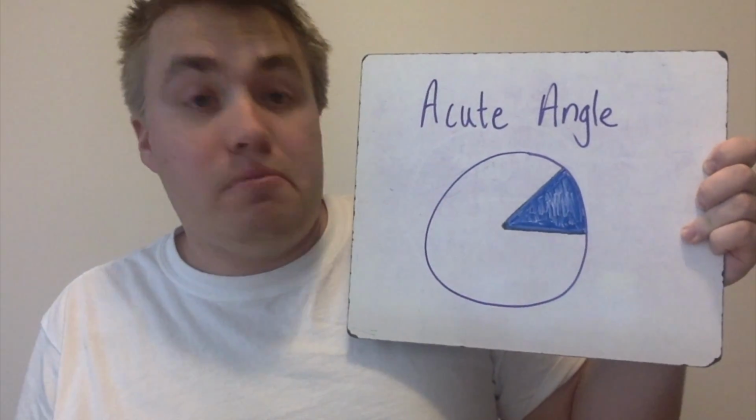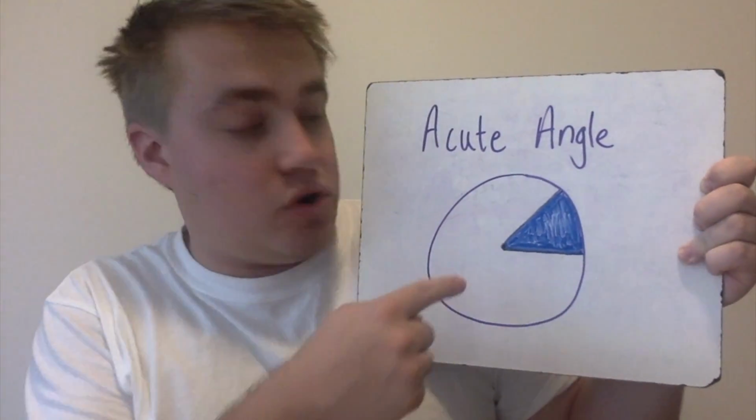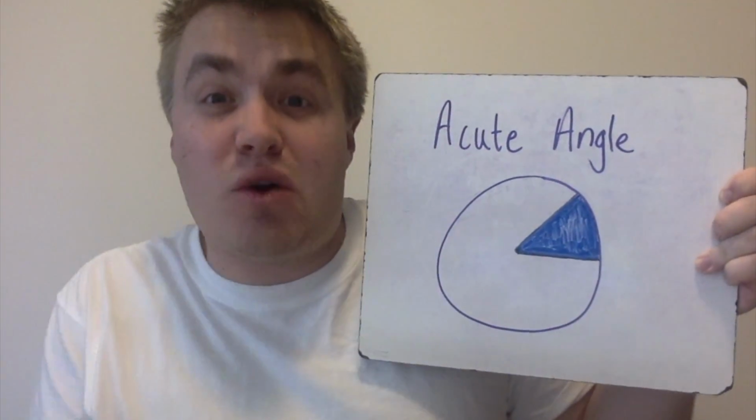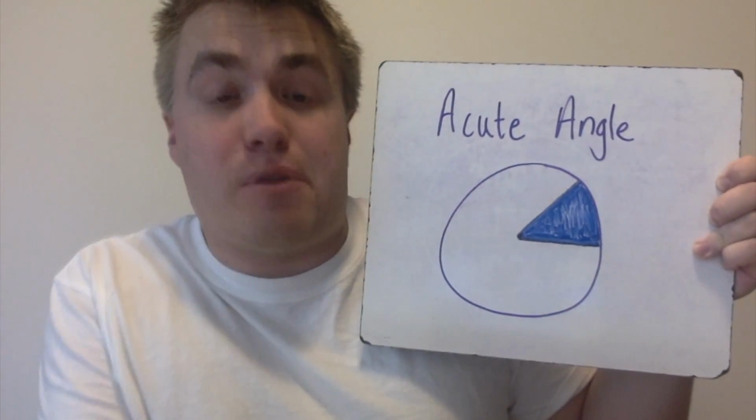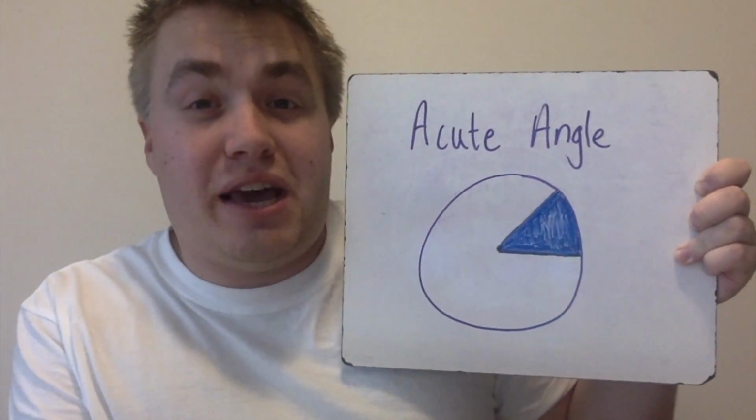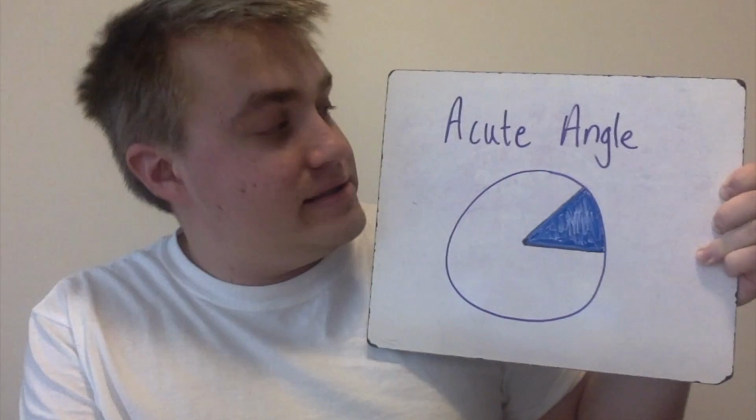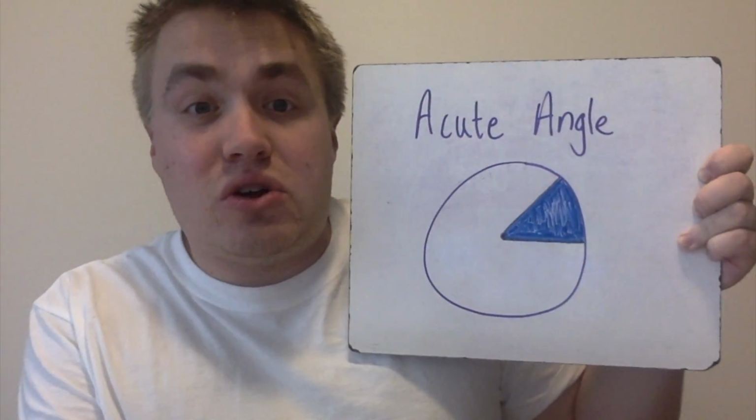Remember, a right angle is going to be about a fourth of a circle, where we would have a corner of a square be able to fit in perfectly. So I made sure my acute angle was a little bit less than that. So that is what an acute angle looks like when it is filled in inside of a circle.